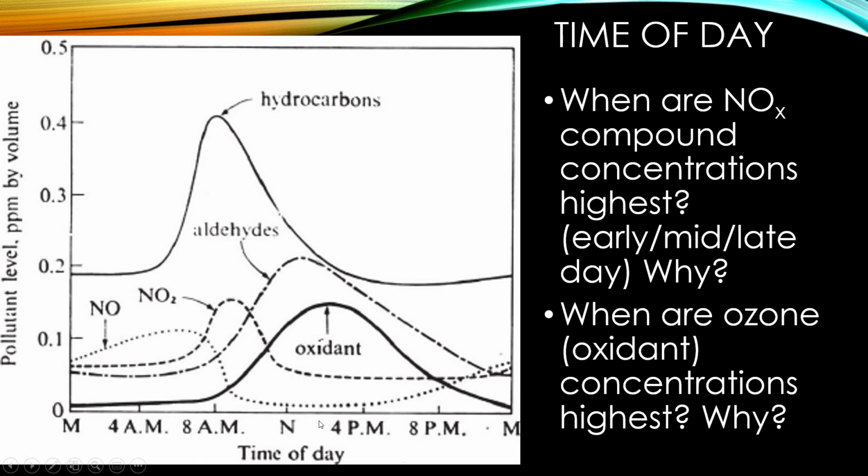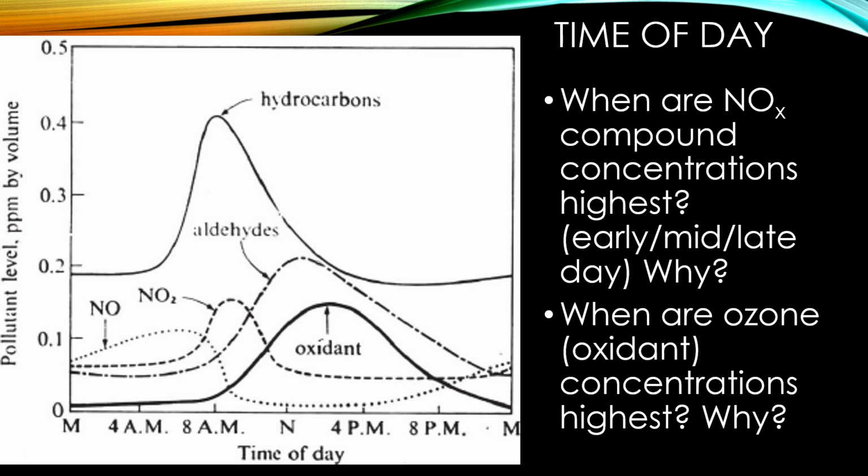So when we're looking, first we're going to ask, when are the NOx compound concentrations highest? When do you think? Just by looking at this. So the NOx, remember, nitrogen oxide, nitrogen dioxides, when do you see them to be the highest? Early, middle, or late of the day? And then the other one I want you to think about is, when are the ozone or oxidant concentrations the highest? And just by looking at these, do you maybe have a guess? Hopefully you can make some kind of guess.